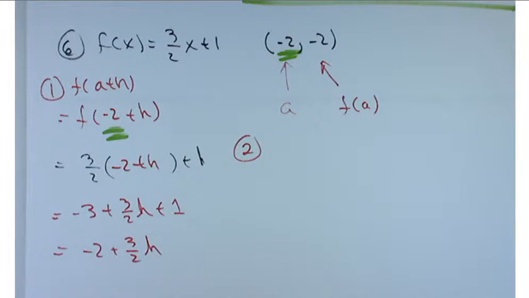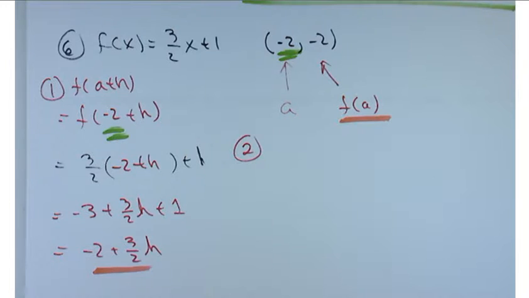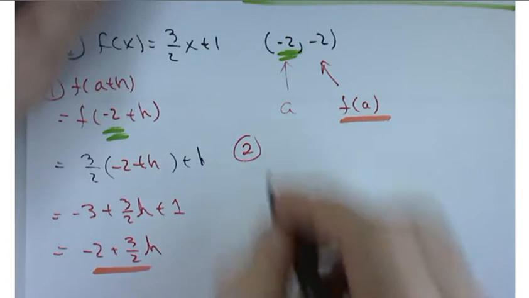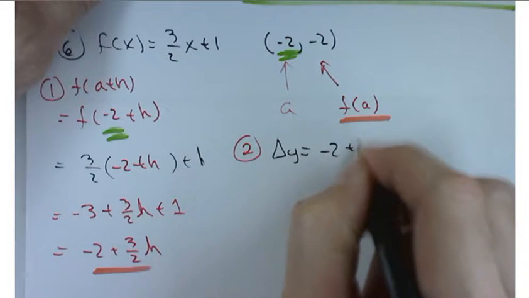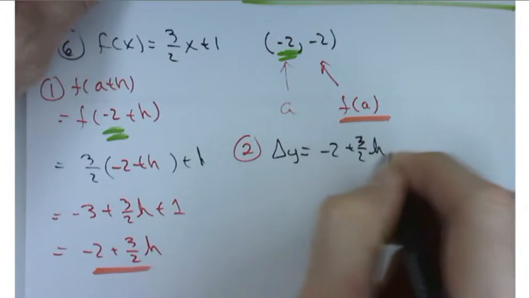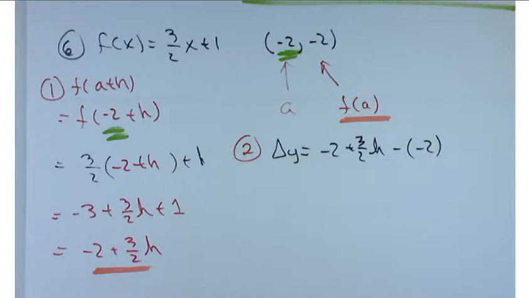Part 2, I need to calculate the difference between a couple of these values. I want to calculate f of a plus h minus f of a. So let's see that calculation. That's going to be our delta y, negative 2 plus 3 halves h minus negative 2. Be careful about the double negative.